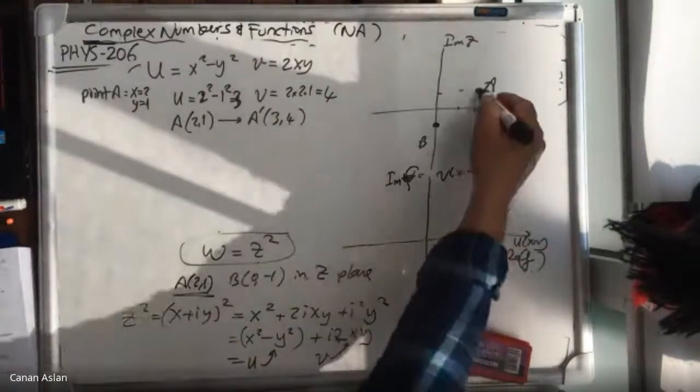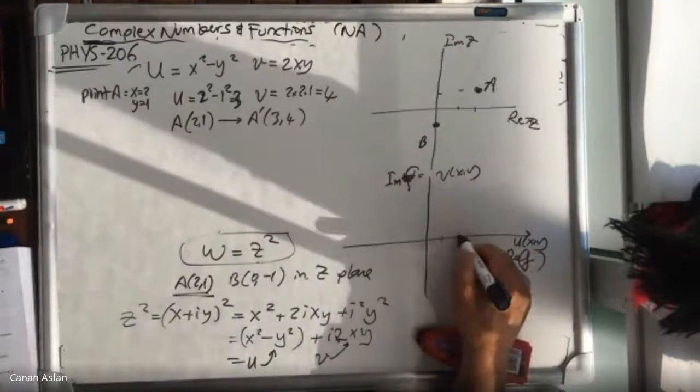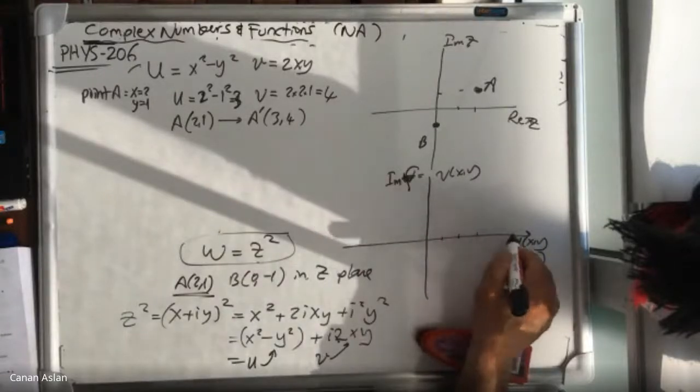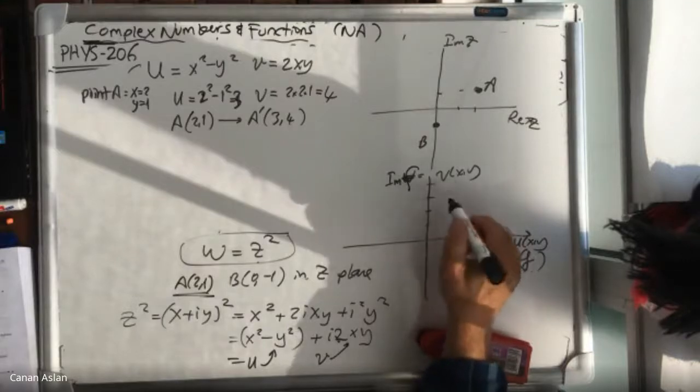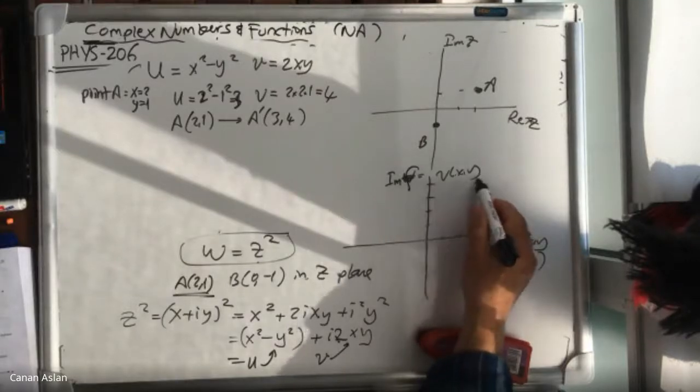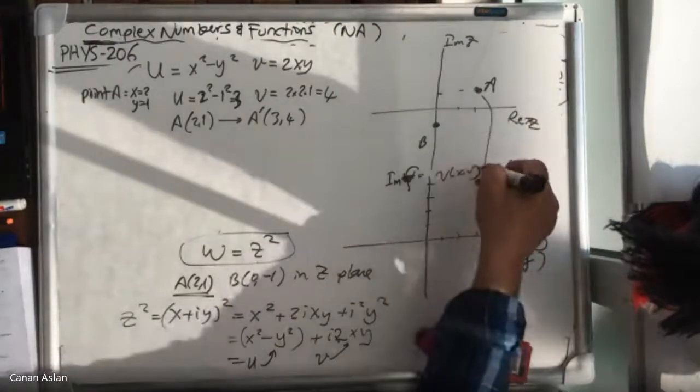So this point A corresponds to (3, 4) in the complex plane of function f. So 3 and 4: 1, 2, 3 and 4 right there. This is A prime. So this point corresponds to that one.